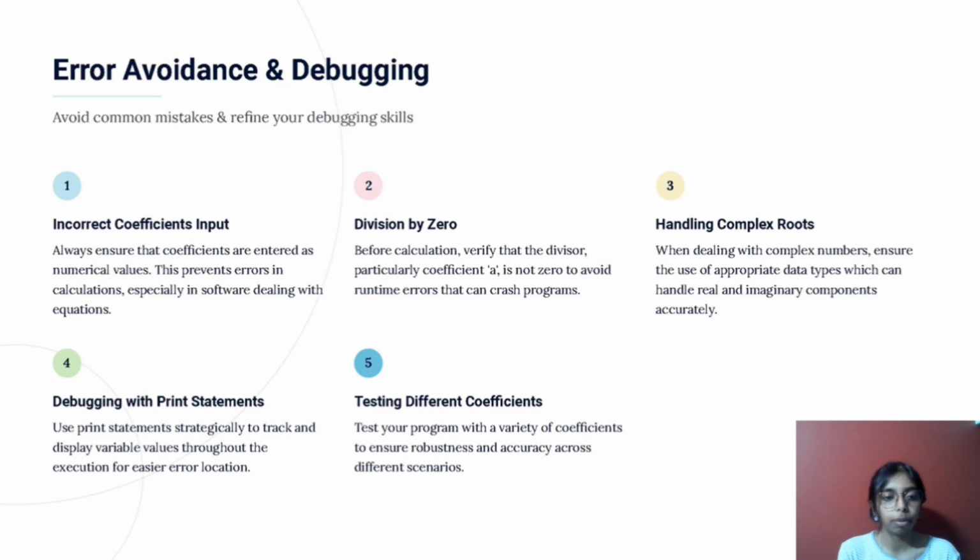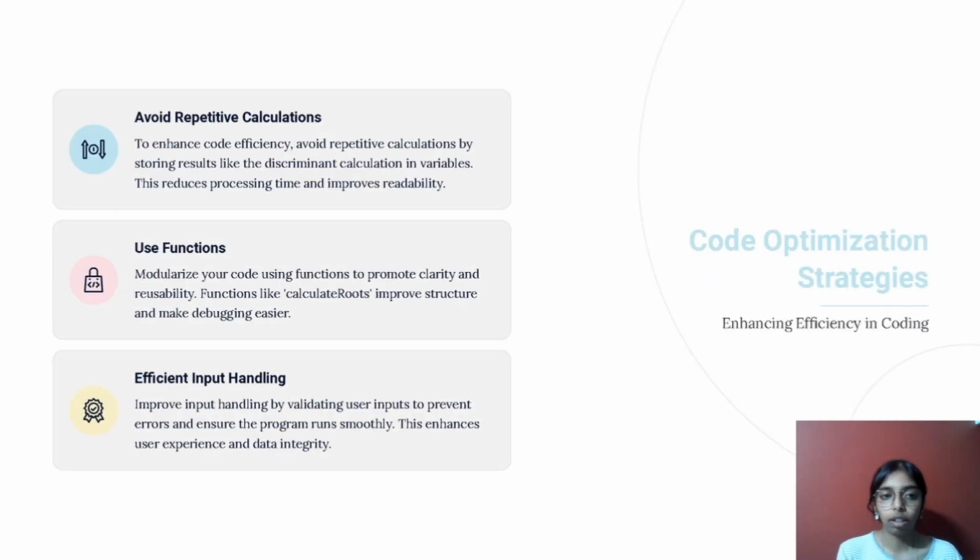Debugging with print statements. Use print statements strategically to track and display variable values throughout the execution for easier error locations. Testing different coefficients. Test your program with a variety of coefficients to ensure robustness and accuracy across different cases. Code optimization strategies. Avoid repetitive calculations. To enhance code efficiency, avoid repetitive calculations by storing results like the discriminant calculation in variables. This reduces processing time and improves readability.